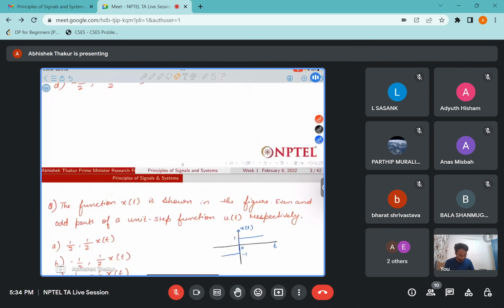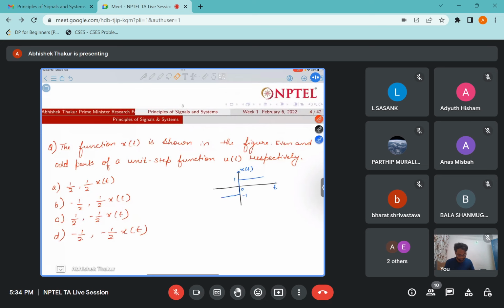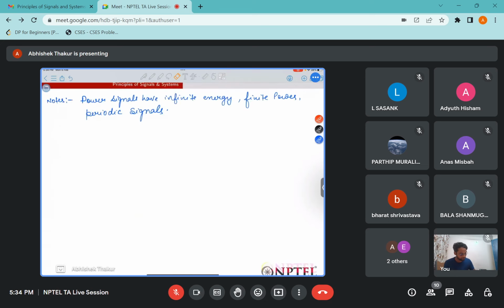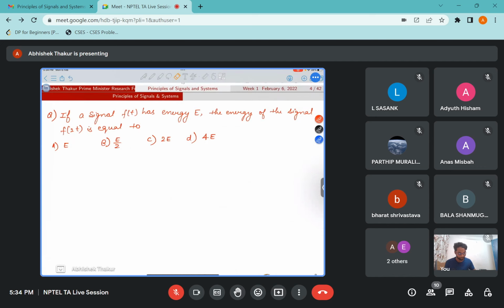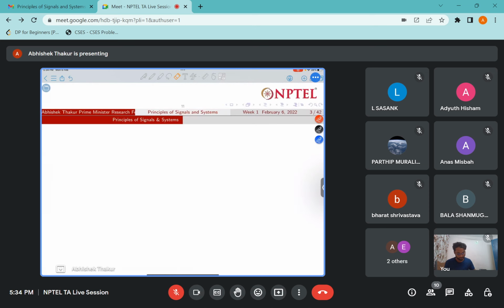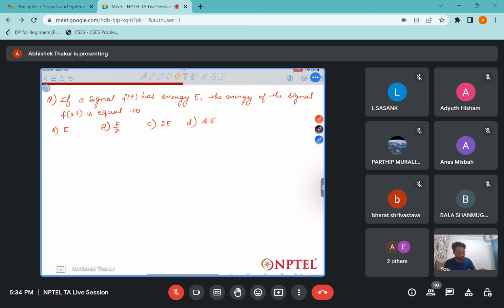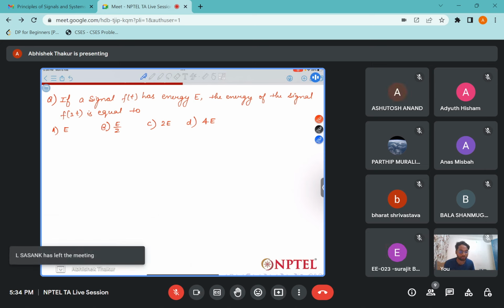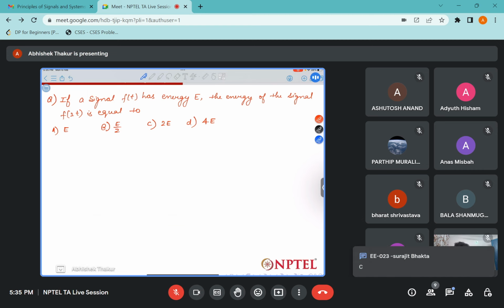Okay, so I have lots of questions I have written below. We'll solve these questions one by one. We can solve this question first. It is given, if a signal f(t) has energy E, and this is a previous year GATE question but asked long back, so that's why it is a very easy question. Nowadays, the standard of GATE has increased a lot. So if a signal f(t) has the energy E, the energy of the signal f(2t) is equal to.